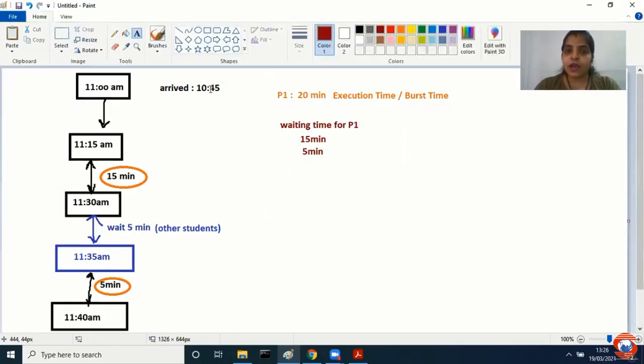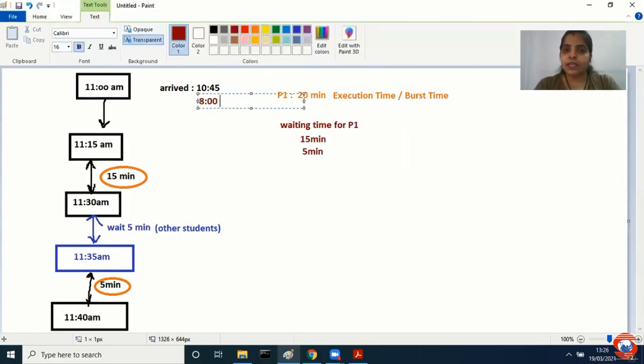The reason is, this is a very important point: if a student arrived at 8 o'clock in the morning, he cannot say, "Ma'am, I was waiting since 8 o'clock, so it's around 4 hours, 15 minutes I'm waiting for you." He cannot say like this. Why? Because the arrival time that I have given to that student was 11. So I gave him control at 11:15. It means I have given 15 minutes as a waiting time for that process for the execution.